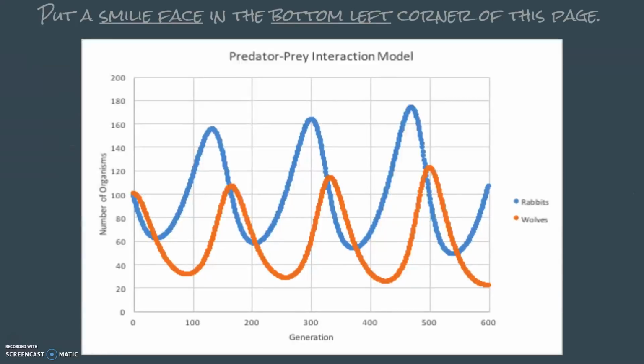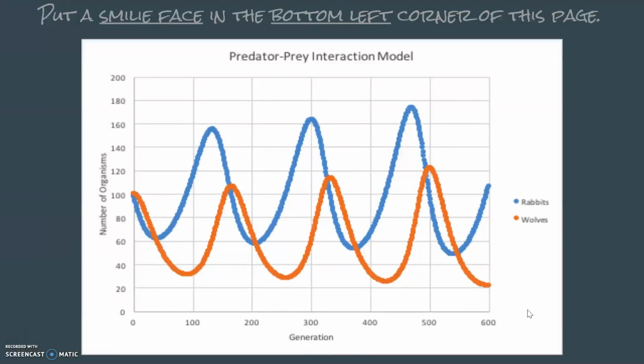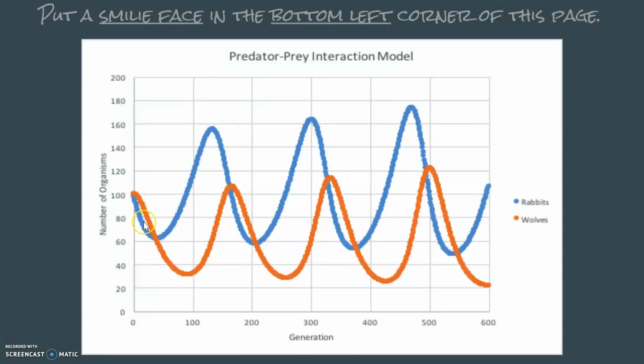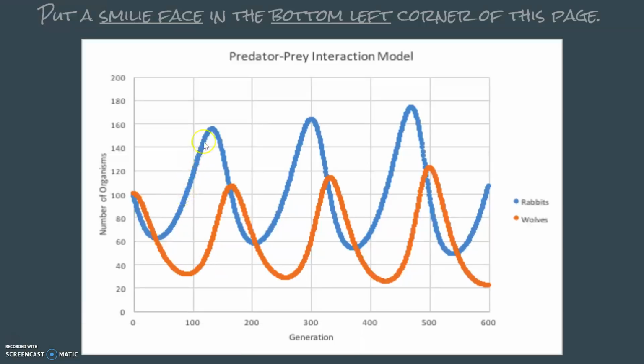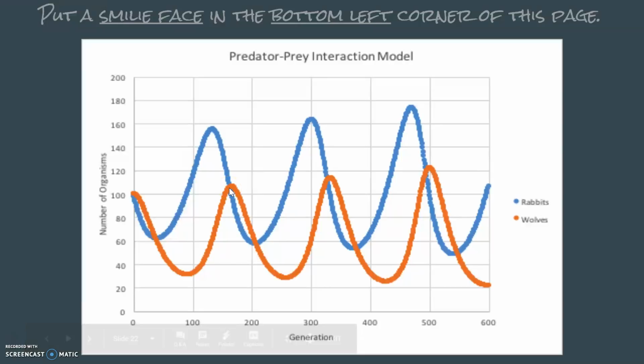So let's look at this graph. We have predator-prey interaction. Down here we have generation. Over there we have number of organisms. So we have rabbits and wolves. So we're seeing here, we're starting at 100 of each. As this rabbit population comes up, way up into 160, notice that the wolves come up as well. Because what happens is more food equals more predators. All those mommies are popping out babies, and life is happy.